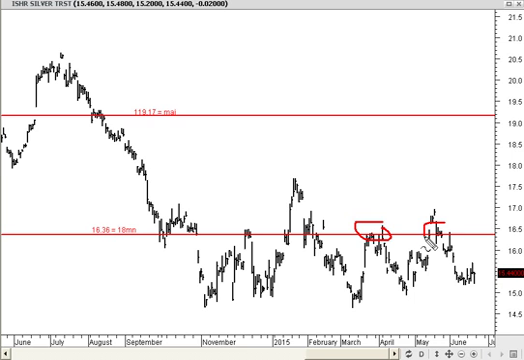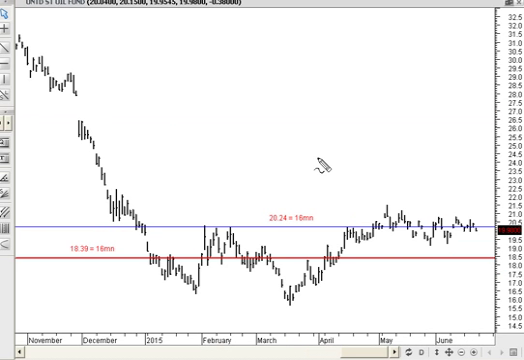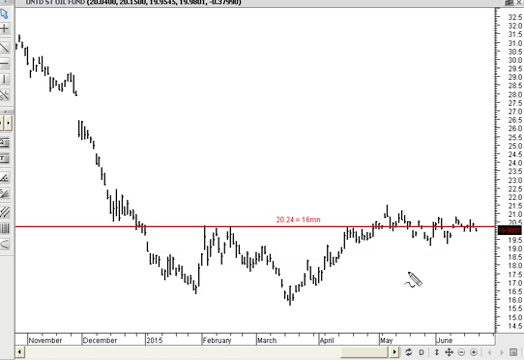Okay, this is the oil ETF, USO, 16-month point of control at 1839. That's the level that we've been monitoring. This is the only chart actually where we've seen a change in level, because that 16-month point of control has actually migrated higher to 2024.